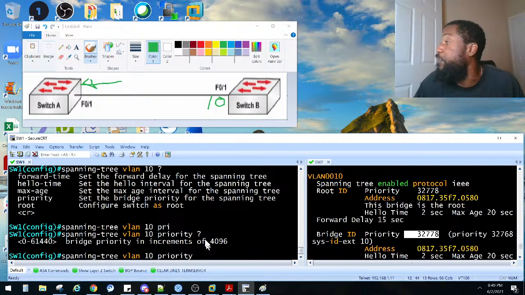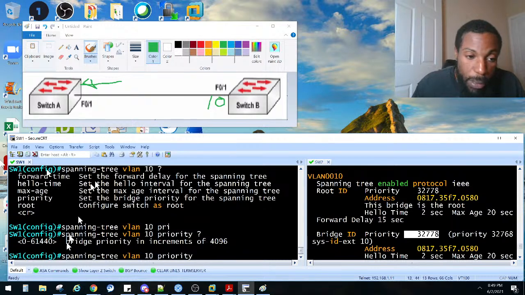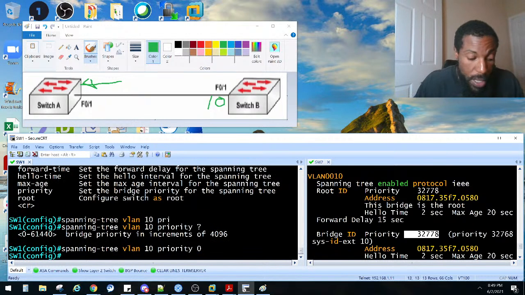So that's the priority right there, 4096, but notice right there, 0 through 61440. They said to set the priority. They didn't say which specific number, but typically, if you want to set this guy as root bridge, you want to set it to be 0. Press enter, and then we'll see.